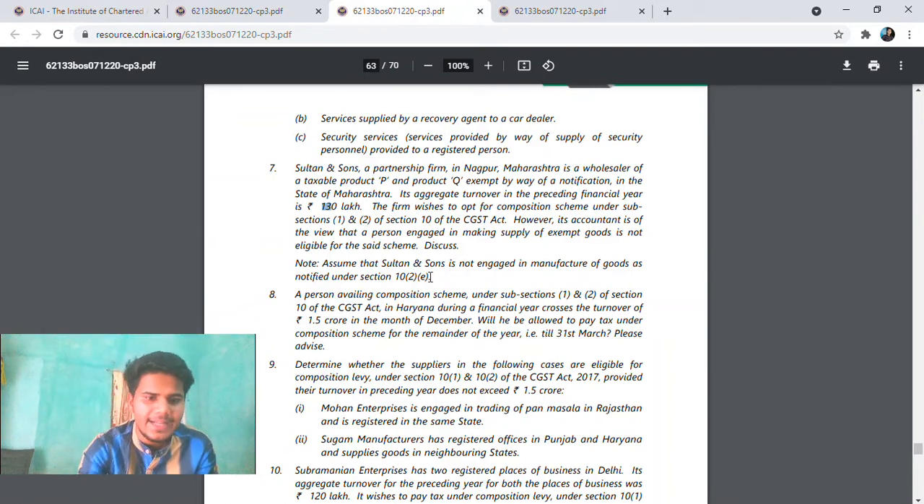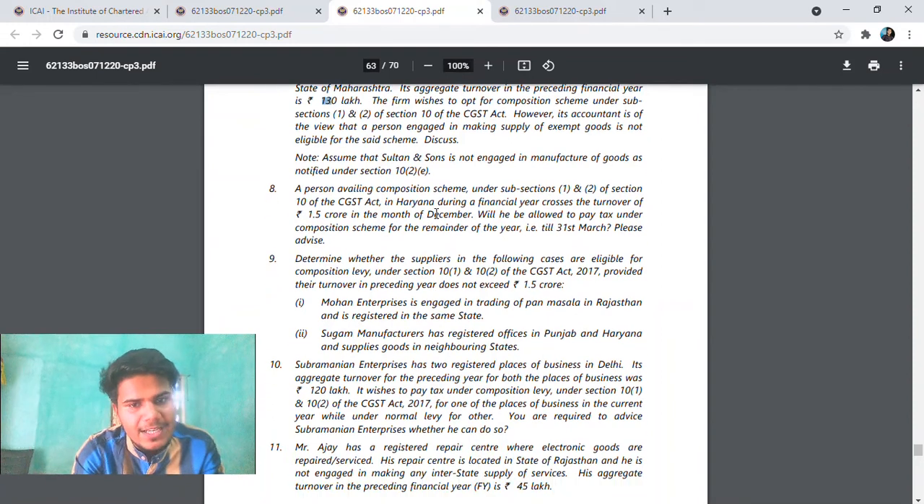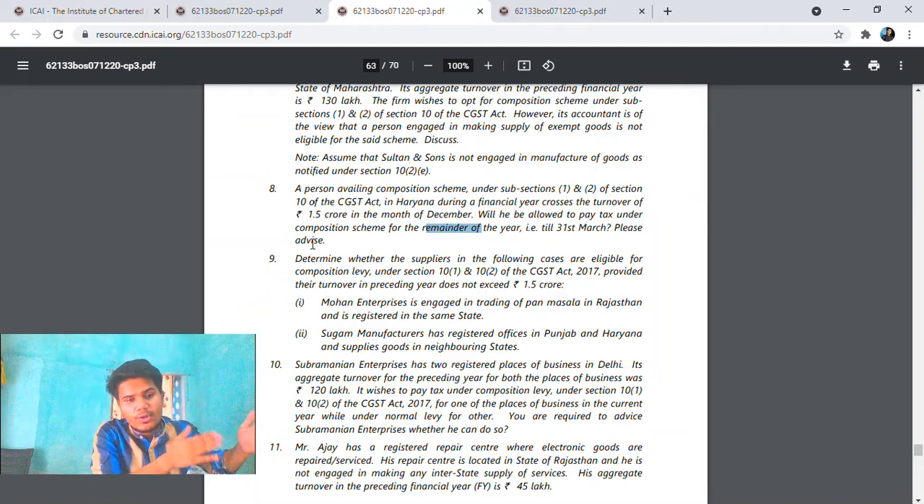Okay, next question. A person availing composite scheme under subsection 1 and 2 of section 10 of the GST Act in Haryana during the financial year crosses the turnover of 1.5 crore in the month of December. Will he be allowed to pay tax under composition for the remainder of the year till 31st March? Please advise. I have already told about in question number 7 that a composition dealer is eligible to opt for the composition scheme if its aggregate turnover during the preceding financial year does not exceed 150 lakh rupees. But we also have to check the condition during the financial year, because at any point of time if his turnover exceeds 150 lakh rupees during the financial year, then he has to withdraw the composition scheme.